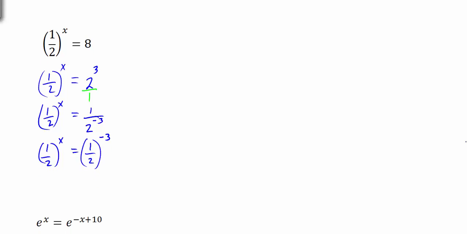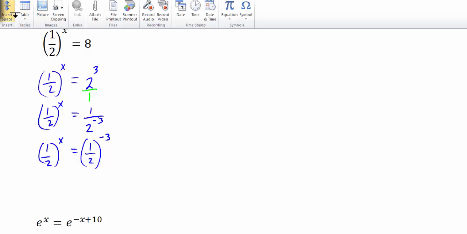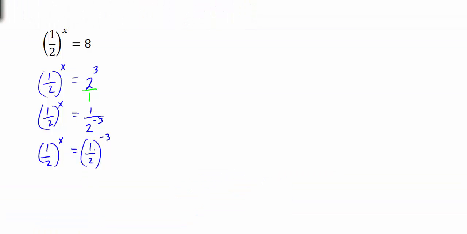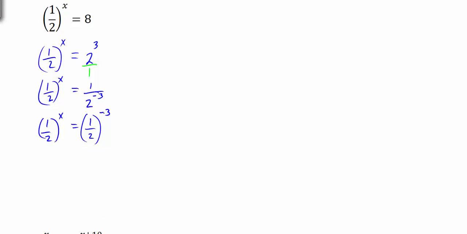And you got to be careful. This actually works because the numerator is a 1. So 1 to the negative 3 is still going to be 1. And then 2 to the negative 3 would have this 1 over 2 to the negative 3. So now we have the same base, 1/2 to the x, and over here we have 1/2 to the negative 3. So therefore the exponent must be the same. So therefore x equals a negative 3.